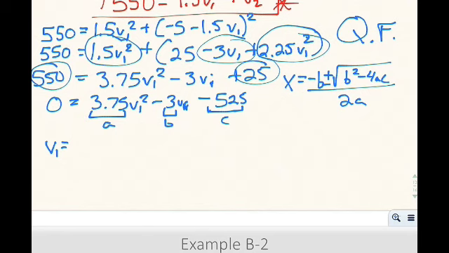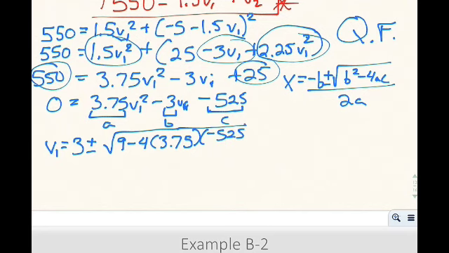Well, my b is -3, so negative b is 3, plus or minus the square root of b squared, that would be 9, minus 4a, and then c, and my c is a negative 525, and that's real important. If you don't take the sign that goes with it, you're going to get an error in your calculator. And then divided by 2a. So this right here sets up the quadratic formula.